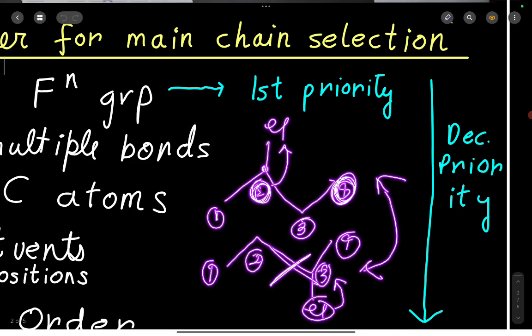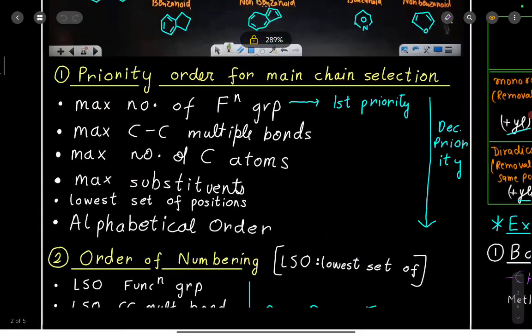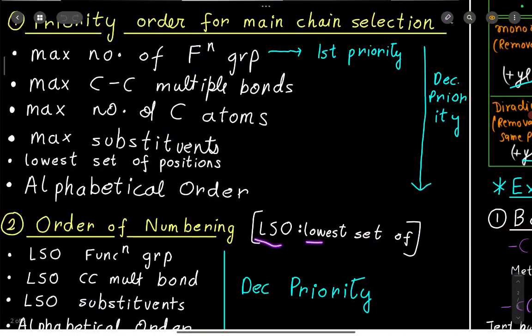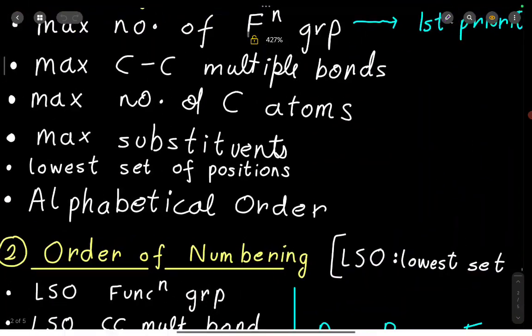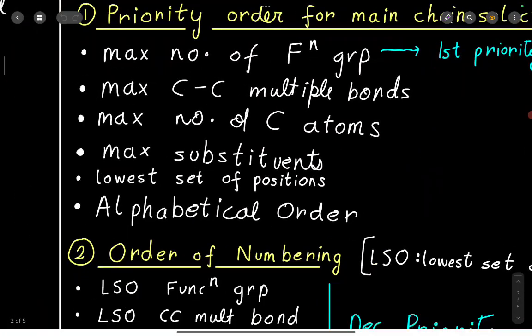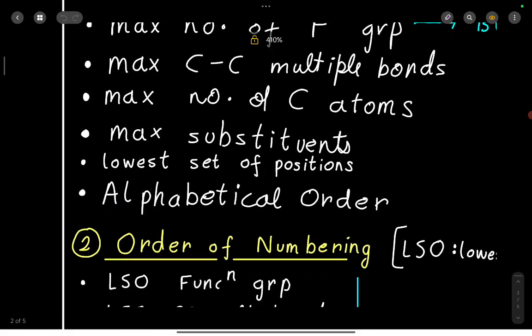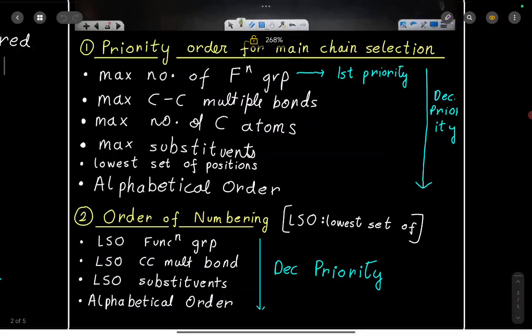So I will not take this numbering, I will take this numbering because it gives a lower set of locants to my substituent, and this is what we call LSO, or lowest set of locants. And if all of this is the same in all the chains, then we will give the priority to the chain which allows for better alphabetical order arrangement. We will see alphabetical order later.